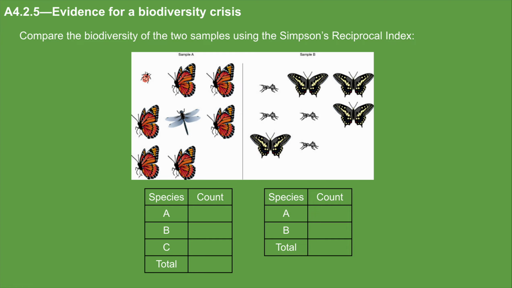Let's go back to our initial example. First thing we would do is collect data by counting the number of species. In this case, it doesn't matter what you assign A, B, or C to. It's just a matter of how many there are of each species that we care about. So I'm going to start by collecting my data. I've randomly assigned A, B, and C to some of these organisms in sample A.